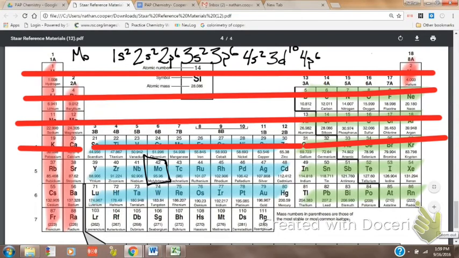So we'll go to the 5th row. I start the 5th row, so I'm at 5s. I go through 5s, so that is completely full. So I'm 5s2. Once I leave strontium, I go into the transition metals. I'm on row 5. Now I enter the d block, so 5 minus 1. I'm now going to fill up the 4d electrons. And how many does it take to get to molybdenum? 1, 2, 3, 4. So 4d4.